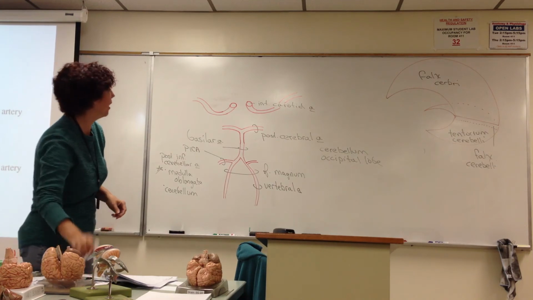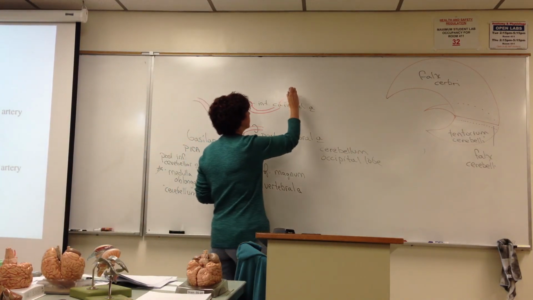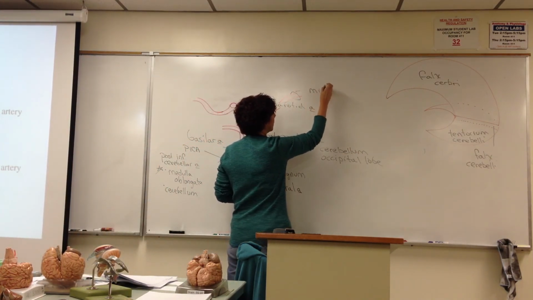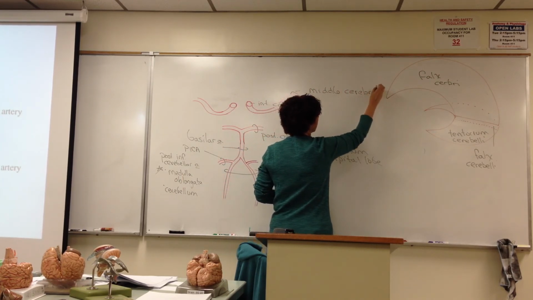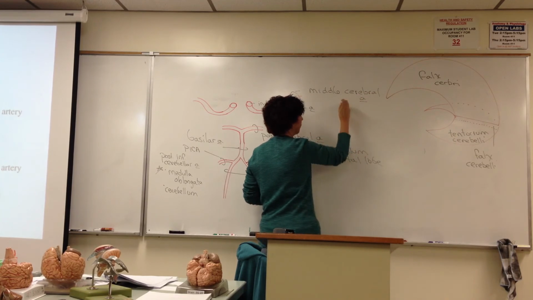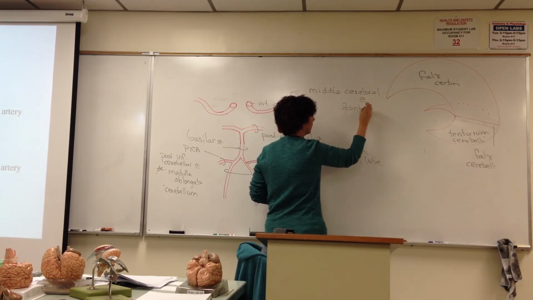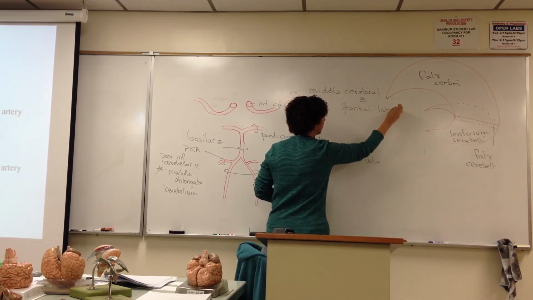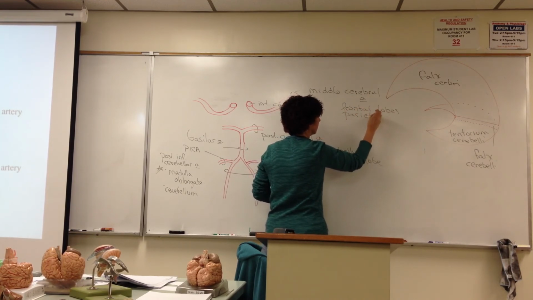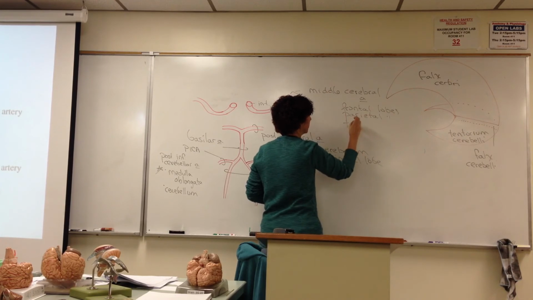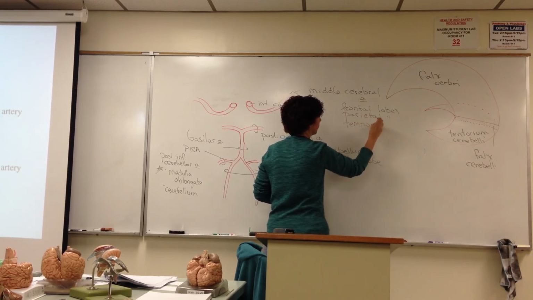So the middle cerebral artery going to supply frontal lobe, parietal, and temporal from the external surface.